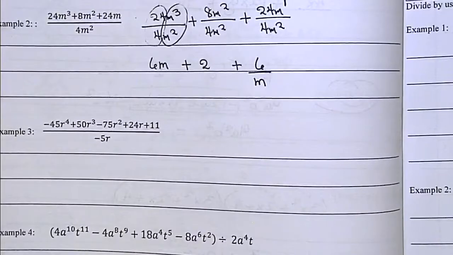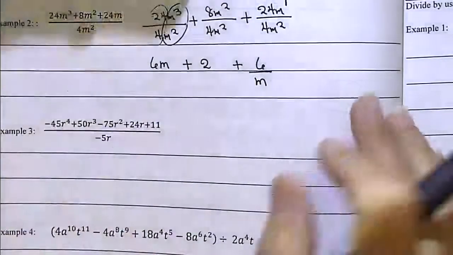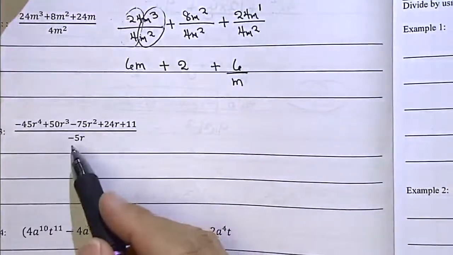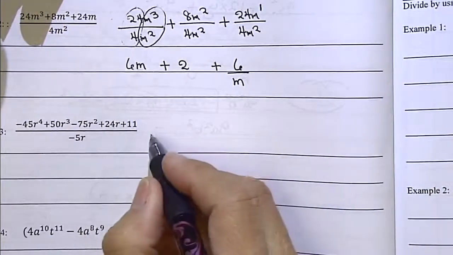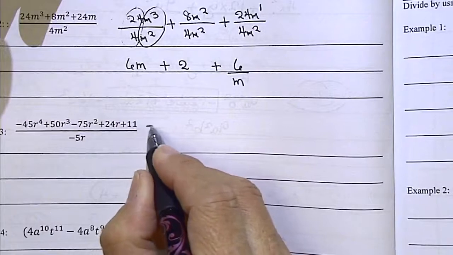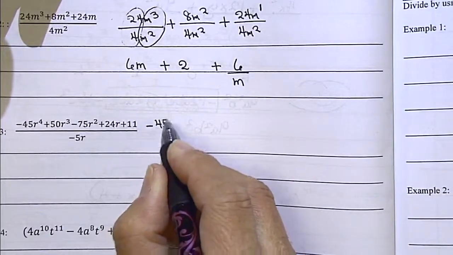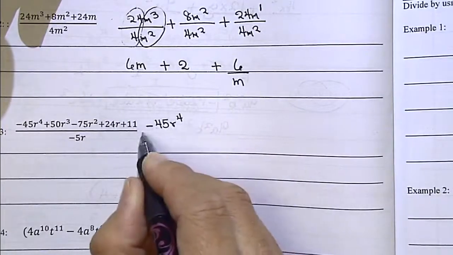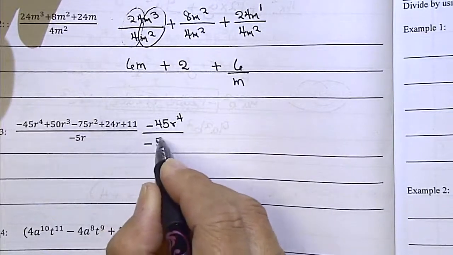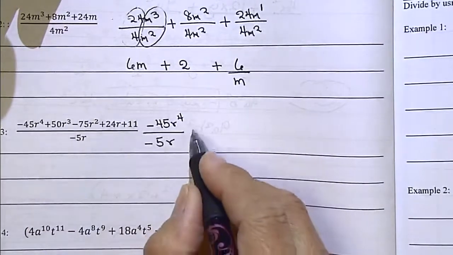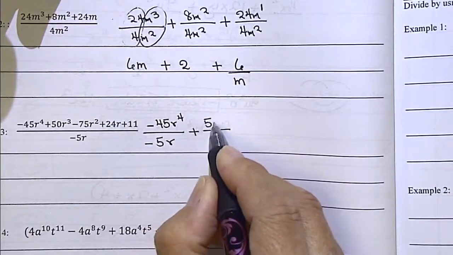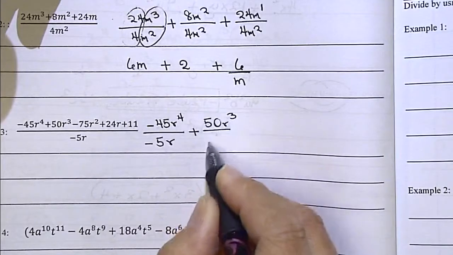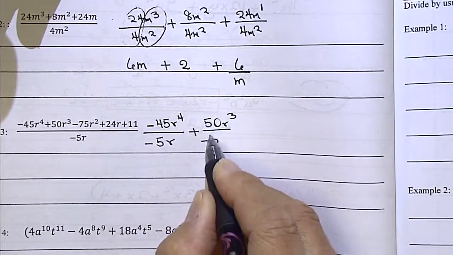Okay, you ready? Try this one. All right, so if I'm taking this and dividing it into pieces, everything has to be over a negative 5r, and that's a red flag for me. So I'm going to say the first one, negative 45r to the power of 4 divided by a negative 5r. The second one is plus, so I've got 50r cubed divided by a negative 5r.